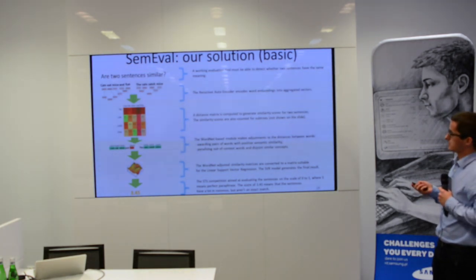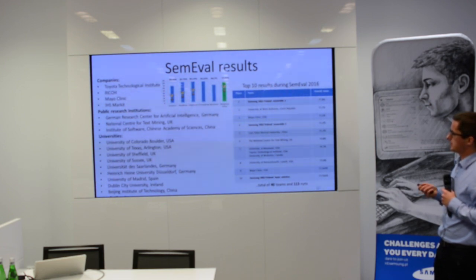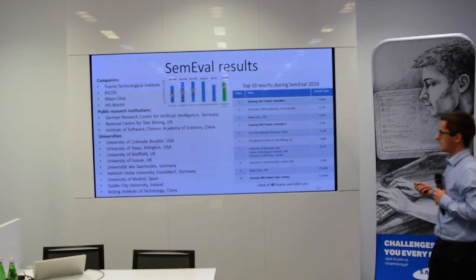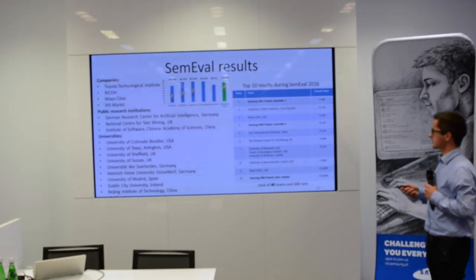We can go to the results now. As you can see, there were 5 data sets. Our solution achieved best scores on 3 of these data sets, and our weighted mean for all of these data sets was highest. That's why we landed in the first place. But the thing that I have just discussed, our basic solution was actually 10th.